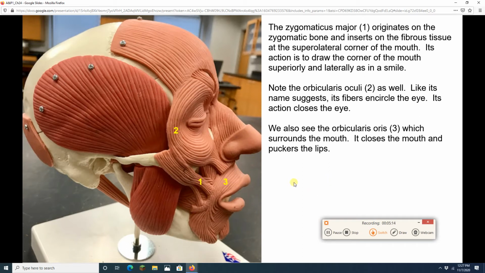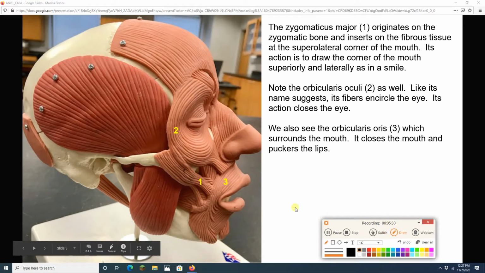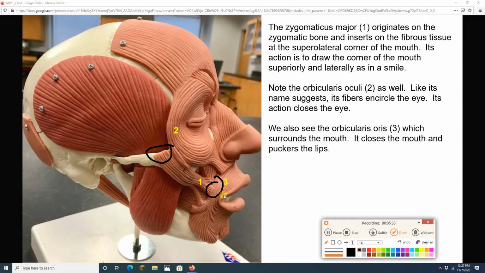Couple more muscles here. Starting with this diagonal-ish one. This one right here is called the zygomaticus major. Zygomaticus because he's originating on the zygomatic bone, and then he's inserting onto connective tissue at the corner of the mouth right here. Okay, so origin's up here, insertion is down here. And when this muscle contracts, it is going to draw the corner of the mouth up and out like you are smiling.